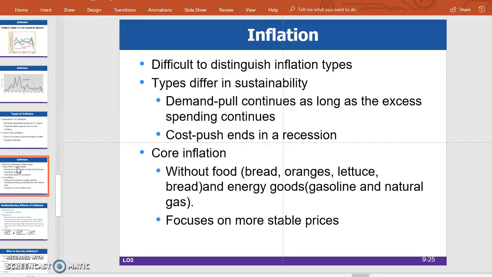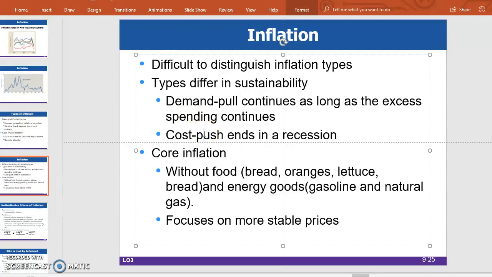And this ends in a what? This ends in a recession, right? So output will decrease, unemployment will increase, income will decrease, right? And employment will decrease in a recession. So cost push inflation is rare, but is very damaging if it happens.